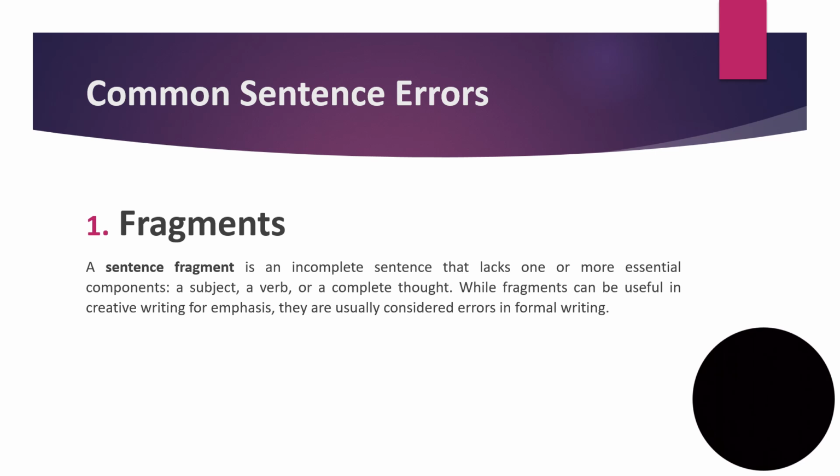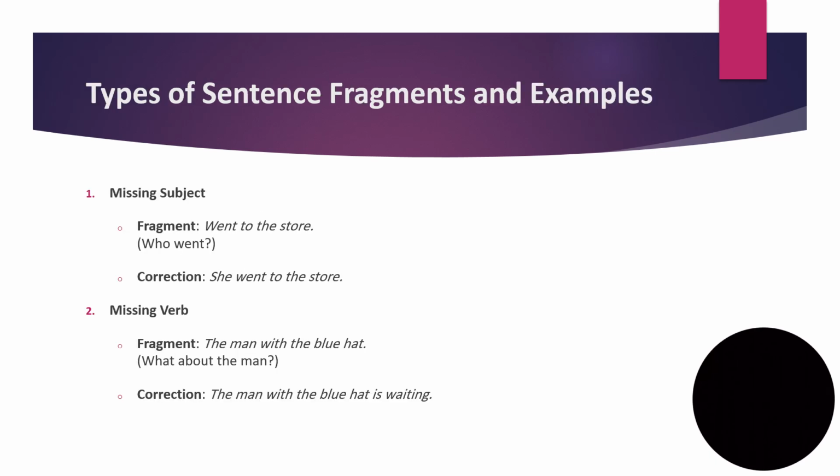Now, common sentence errors. The first common error concerns fragments. A sentence fragment is an incomplete sentence that lacks one or more essential components: a subject, a verb, or a complete thought. While fragments can be useful in creative writing for emphasis, they are usually considered errors in formal writing. Types of sentence fragments and examples.